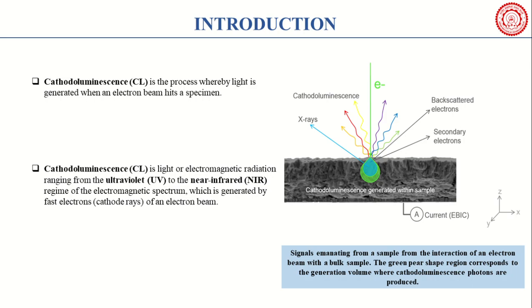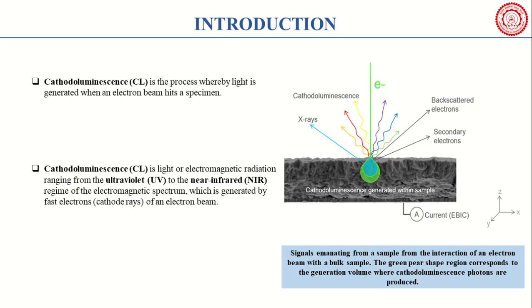Now introducing this topic. CL is nothing but the process whereby light is generated if an electron beam hits a sample or specimen. Also, CL is light or electromagnetic radiation which ranges between the UV and near IR, that is infrared, of the electromagnetic spectrum, and it is generated when the fast electron beam hits a specimen.